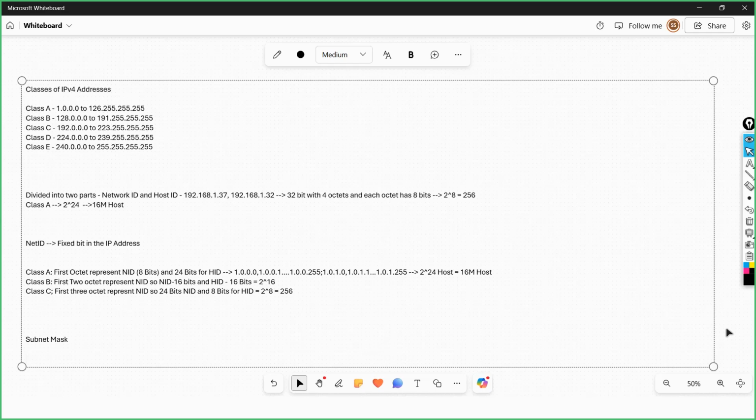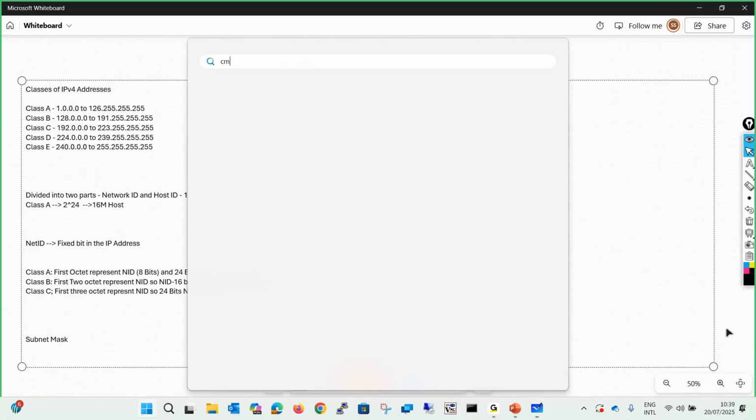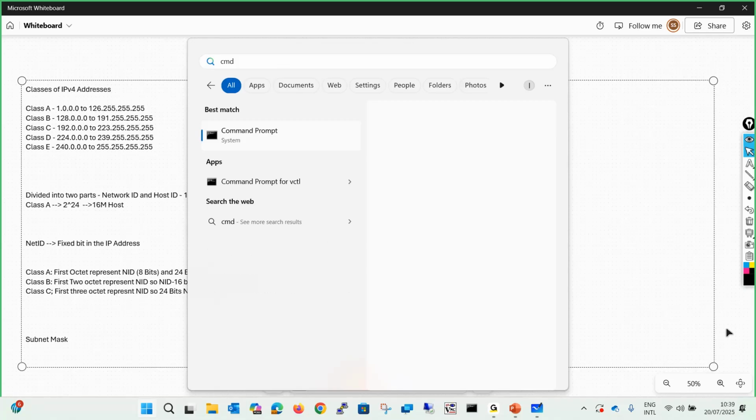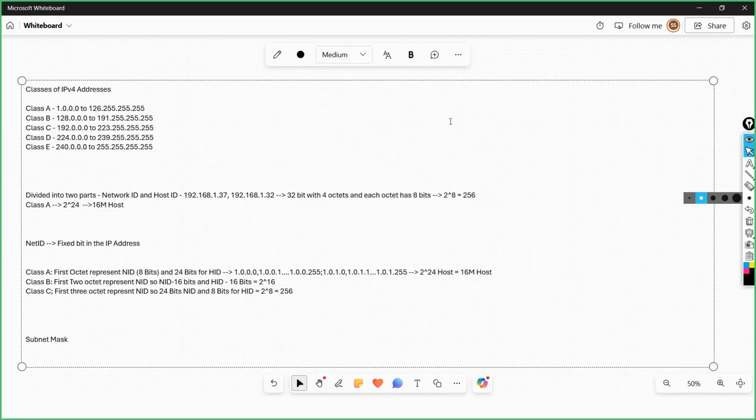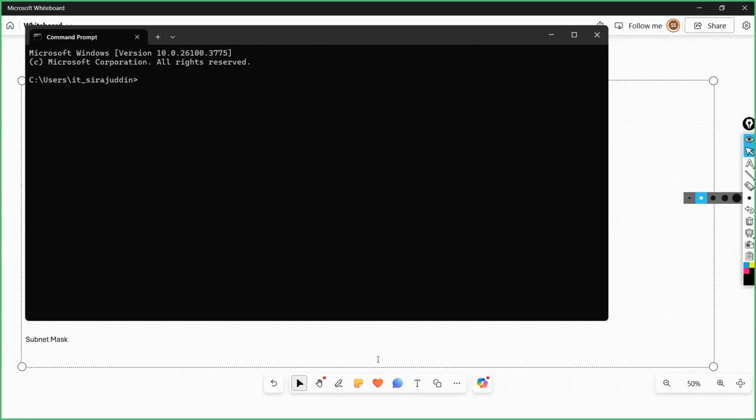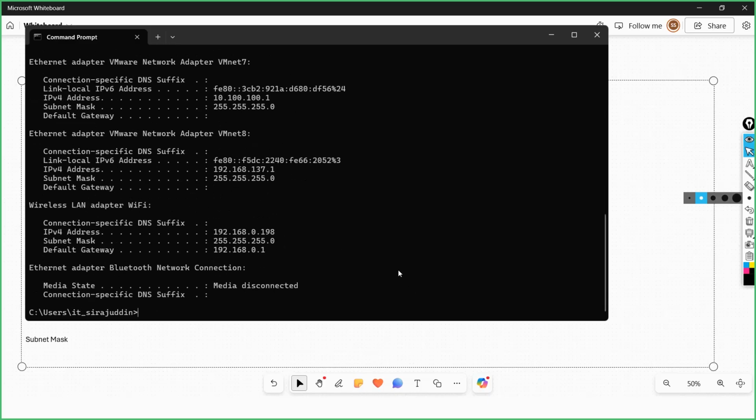So again, a subnet mask. What is a subnet mask? Everyone is seeing a subnet mask on their computer, right? Just open the command prompt, everyone open the command prompt, and once you open it, give the command ipconfig. You will see that there are so many adapters in my computer, and each adapter has an IP address, and to each IP address a subnet mask is associated, right? Everyone might be having the same thing.